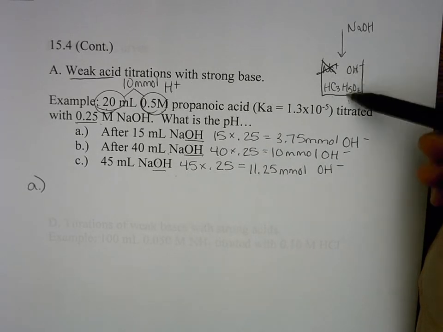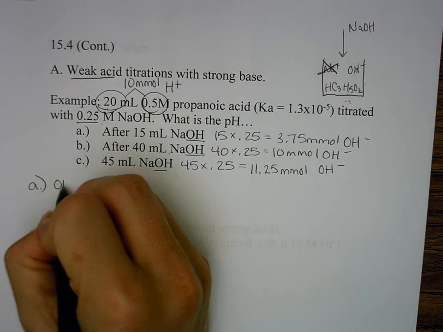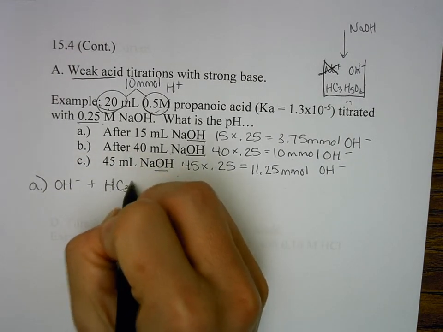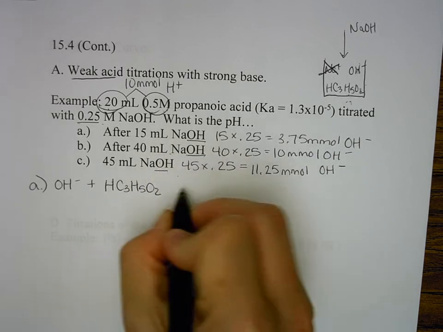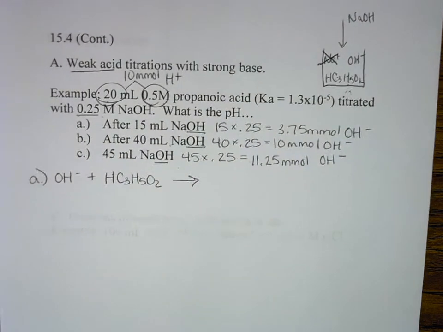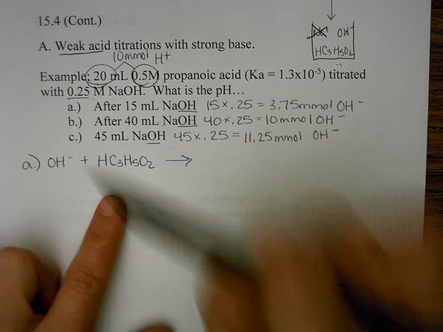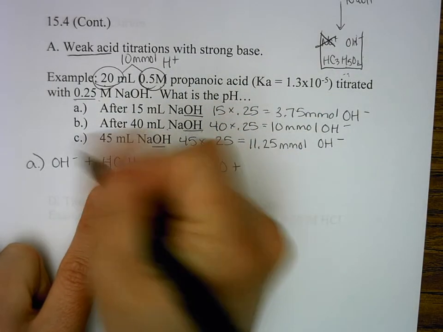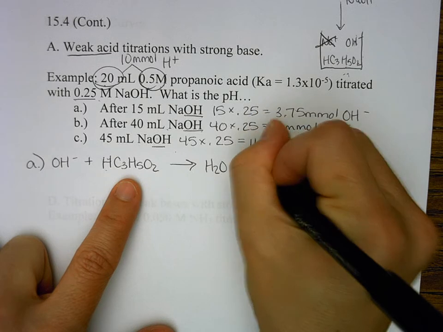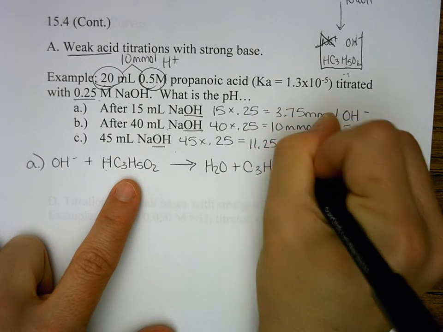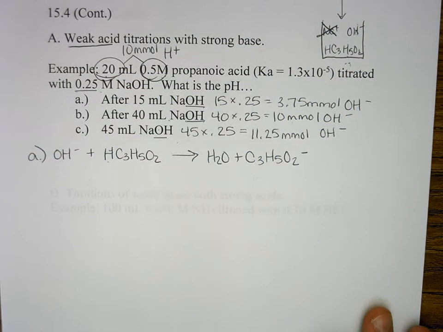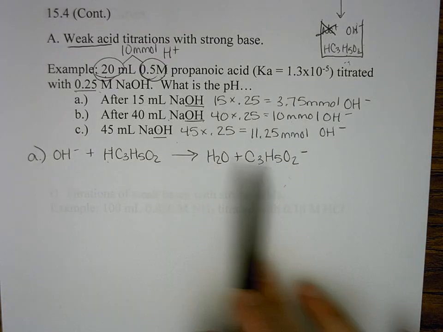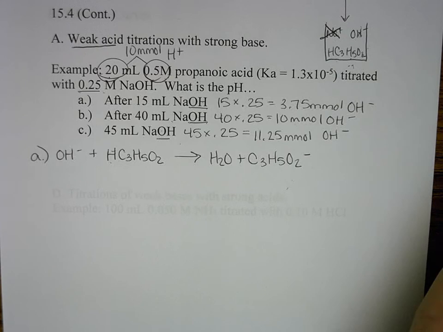So these are my two reactants that I have. I have hydroxide ions being added to the propanoic acid. Those reactants, this hydrogen is going to come over here, and it's going to form water. And then when that hydrogen leaves the propanoic acid, I'm left with just the propanoate ion. That's my equation that I'm going to be working with, and it's going to be my starting equation for all parts, A, B, and C.